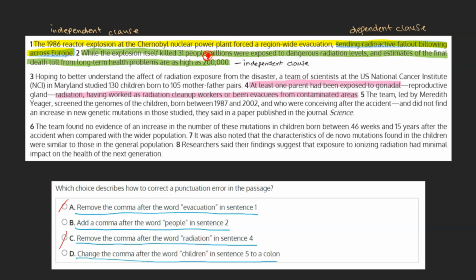And D. Change the comma after the word children in sentence 5 to a colon. The team, led by Meredith Yeager, screened the genomes of the children born between 1987 and 2002 and who were conceiving after the accident. The clause born between 1987 and 2002 here describes the children mentioned beforehand, and a comma is an appropriate way to set off this extra information. As a colon is usually used to introduce a list, which we don't see as the case here, we can mark this choice as incorrect and mark our original answer of choice B as our final answer.